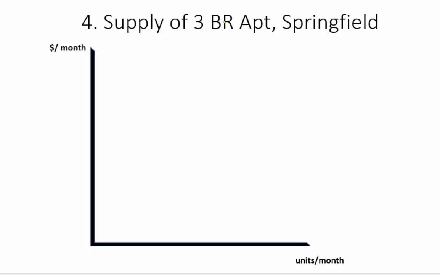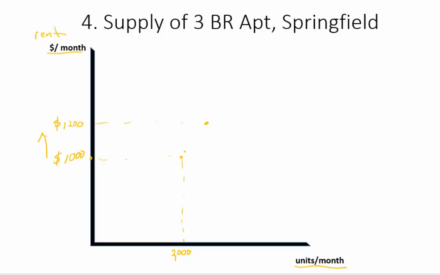Now I'm looking at the supply of 3-bedroom apartments in Springfield. So price now is dollars per month. That's the rent. And quantity is in the units offered per month by landlords in apartment complexes. And we'll say that the price starts at $1,000 a month. And at that price, in this town, landlords offer 2,000 units. And the price goes up to, say, 1,200.